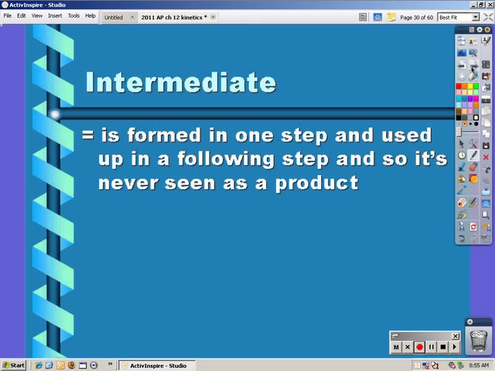An intermediate is formed in one step and then used up in a following step. So it's never seen as a product. It's going to be a product and then a reactant.